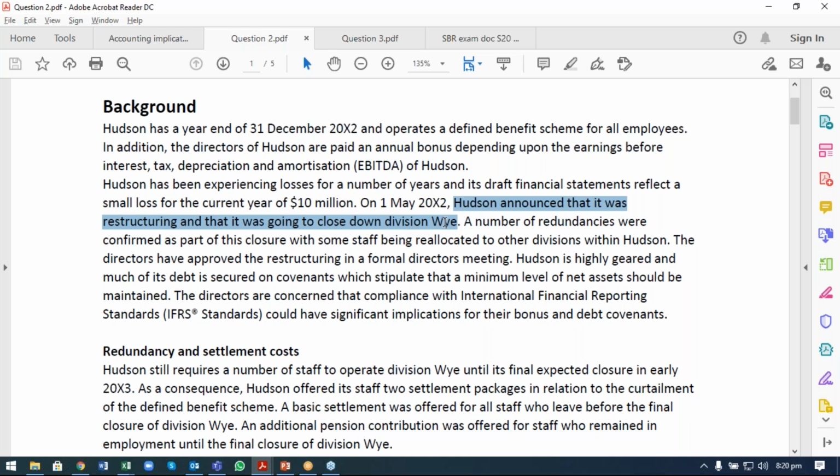It has actually announced, it has actually communicated to those employees who are going to be redundant. And you can see a number of redundancies were confirmed as a part of closure, with some staff being relocated to other divisions. So some of the staff were relocated. The directors have approved the restructuring plan in a formal director meeting.